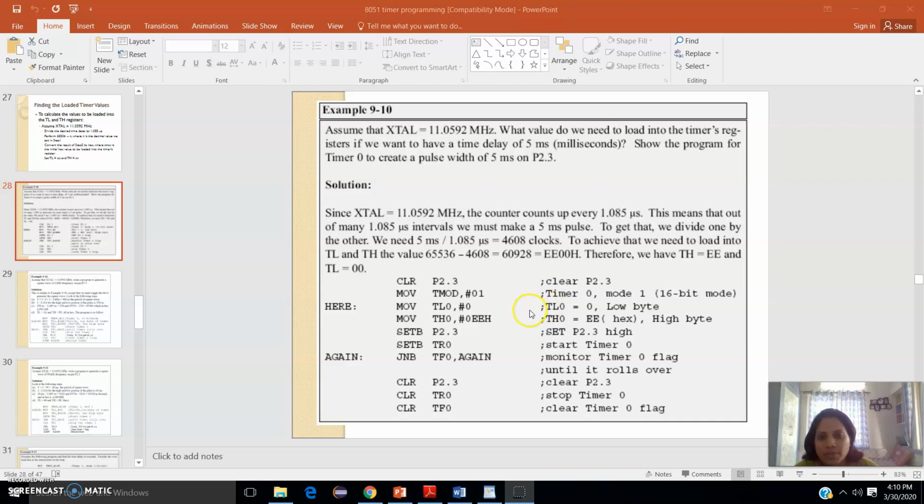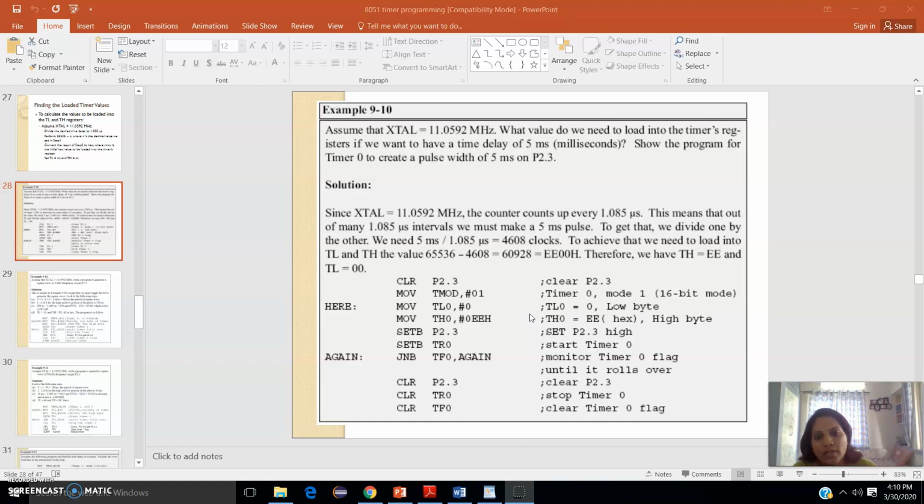The examples which we considered in our last video were examples where the program is given and the initial values in the TL and TH registers are already present, and you have to find the time delay or the frequency for that program. Now the next type of example is one in which the time delay is given. You have to find the initial value in the TL and TH registers and then write a program accordingly.